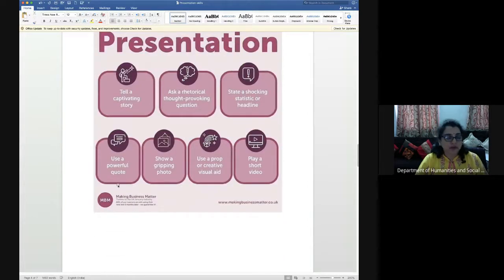Use a powerful quote. So you can use a powerful quote from eminent people or from respected people, and also you can have some quotes from poems, or any shloka or any two-line powerful quote you can give, so that it gives a style, or it makes your presentation more attractive.